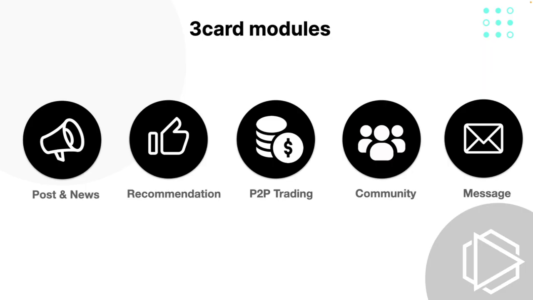So there are 5 modules in our application. First is the post and news module. Users can create and see posts just like they do in any kind of social platform, and they can read our curated Web3 news gathered from different kinds of sources. And we also have a system to recommend a user per day based on the relevancy of your on-chain activity.